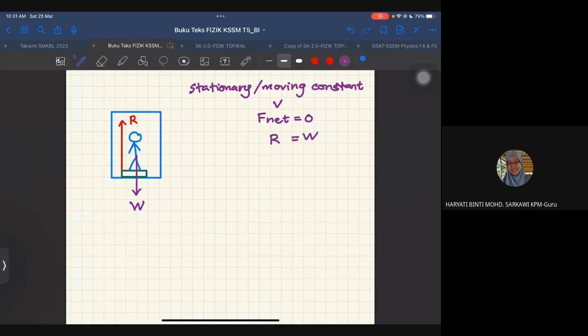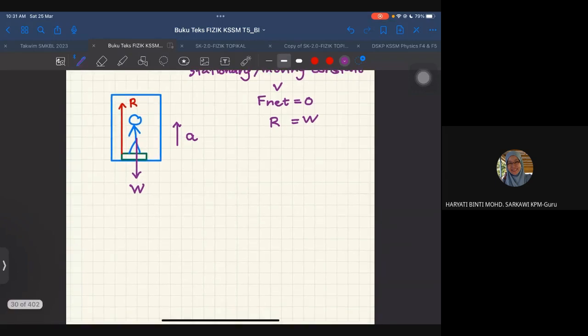Okay. Now, let's say the lift is not stationary and not moving with constant velocity. Let's say the lift is moving up. I draw the direction of movement outside here and it has the acceleration like that. Okay. So when you want to determine the resultant force using the symbol F net, a tip that you can use is, first you look at the direction, upward. So when you see direction upward, in your mind, you must know that the force acting upward will be greater. So let me say R is bigger compared to W. So you can write like this: R minus W. Okay? Because the lift is moving upward.